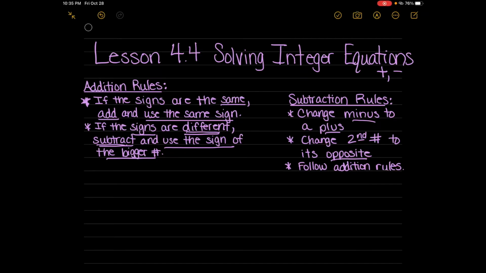Hello students, today we're doing lesson 4.4, solving integer equations with addition and subtraction.